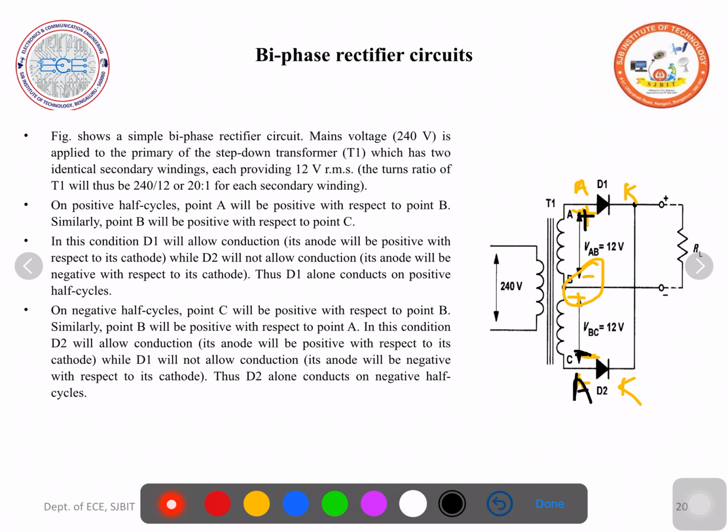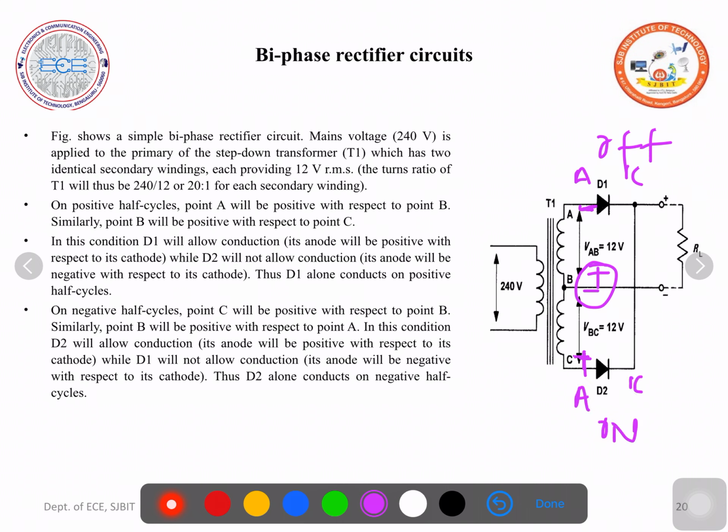Now let us move on to the negative half cycle. In the negative half cycle, point A will be negative, point B will be positive, point B will be negative, point C will be positive. Here this becomes the ground point. So the upper terminal becomes negative, the bottom terminal becomes positive. Now the anode of D1 is at negative potential, so D1 is not conducting, it is reverse biased. D2 anode is at positive potential, so D2 is on. So in one half cycle D1 conducts, in the other half cycle D2 conducts.